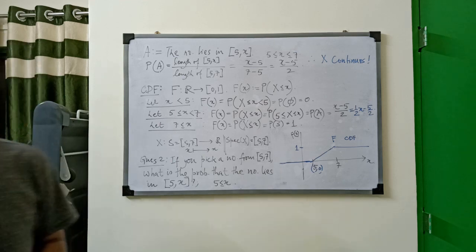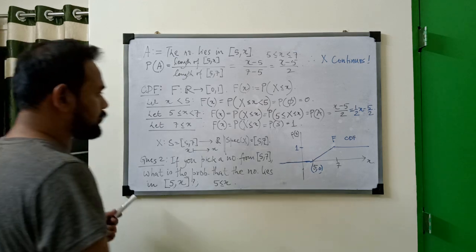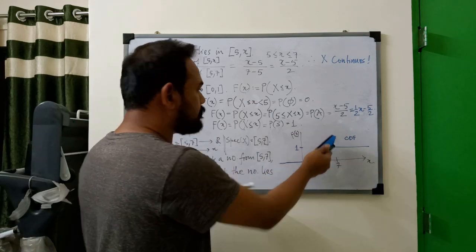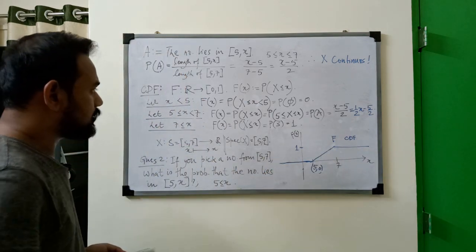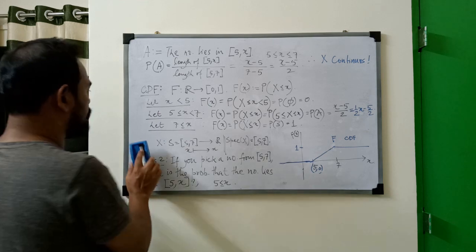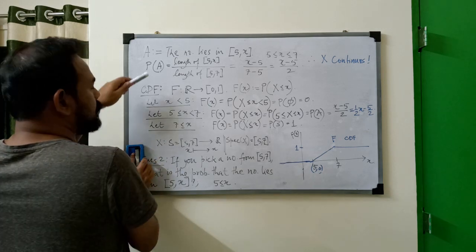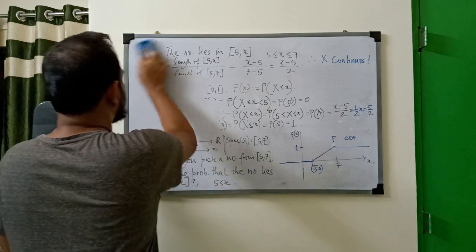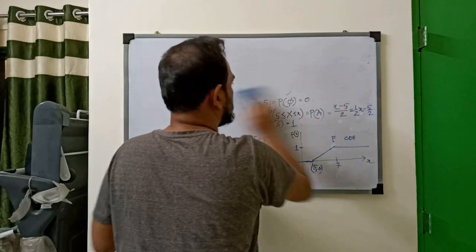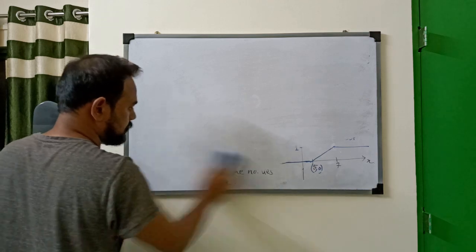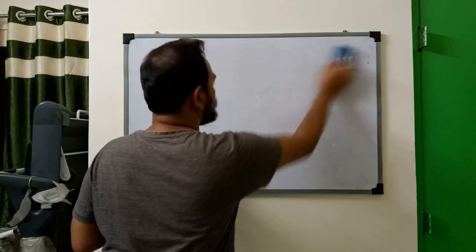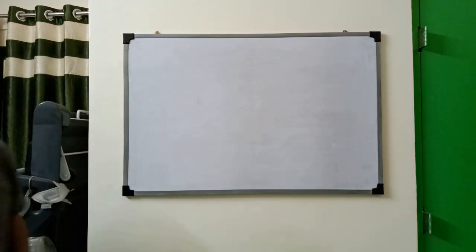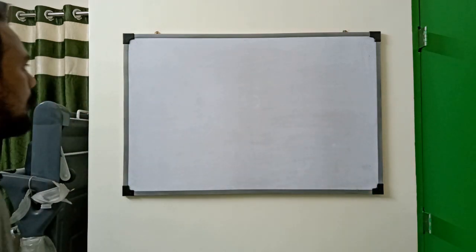Okay, so we'll just finish this lecture by writing out the properties of capital F when we're dealing with continuous random variables. We listed the properties of the CDF when we were doing discrete random variables, so we'll do the same thing here.